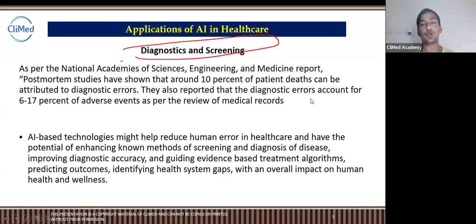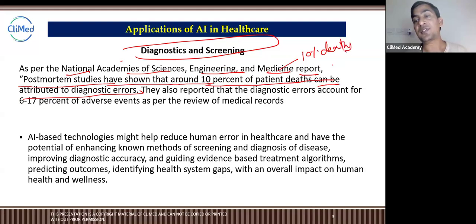Diagnostics and screening, with fantastic examples, I'll tell you here. As per the National Academies of Sciences, Engineering, and Medicine report, postmortem studies have shown that around 10% of patient deaths can be attributed to diagnostic errors. These 10% of the deaths were preventable.